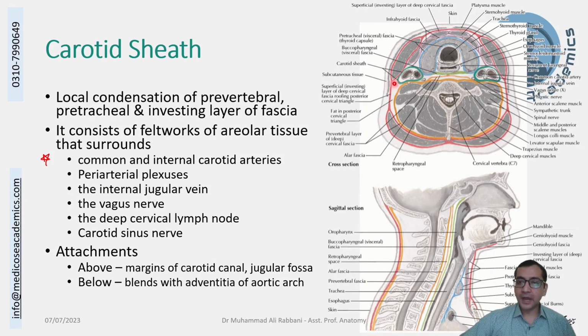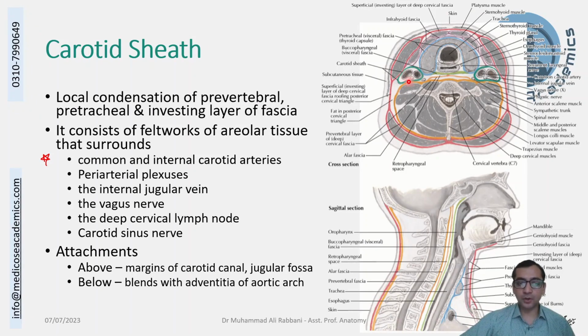Attachment above and below. Above, it follows the arteries up to the base of the skull, so it surrounds the openings from which the artery and the vein are coming. So above, it is attached to the margins of the carotid canal and the jugular fossa.